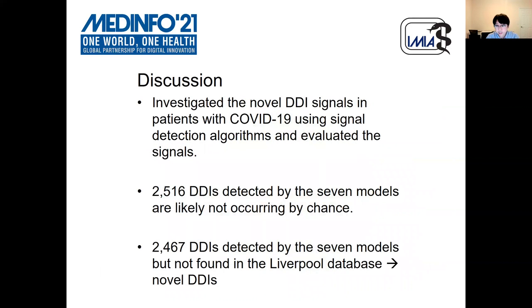For discussion, this study investigated potential DDIs in patients with COVID-19 by using 7 DDI detection models and employed the Liverpool database as our gold standard to discover potential DDIs which were unrecognized. Based on the result of random permutation, the 2,516 DDIs detected by the 7 models are not likely occurring by chance. Thus, there is a high potential to generate clinical trial hypotheses based on the 2,467 DDIs detected by the 7 models, but not found in the Liverpool database.